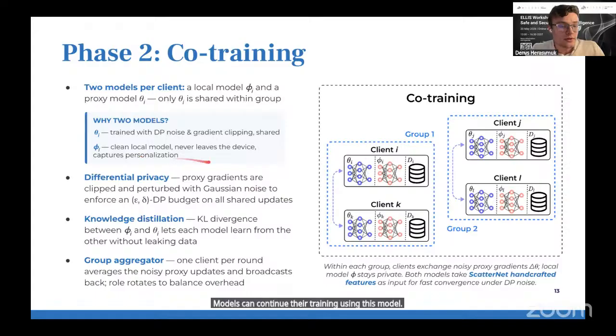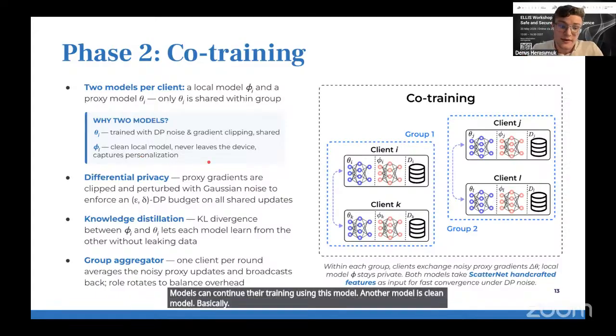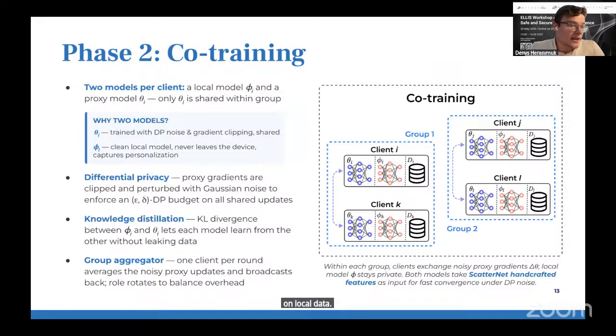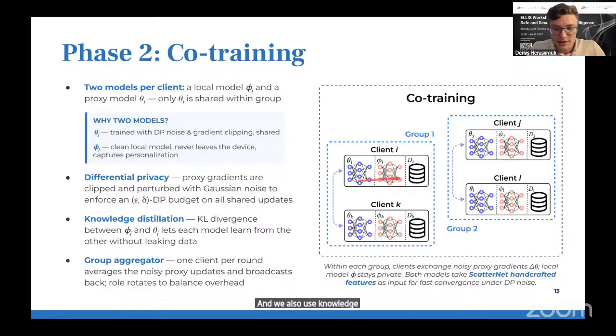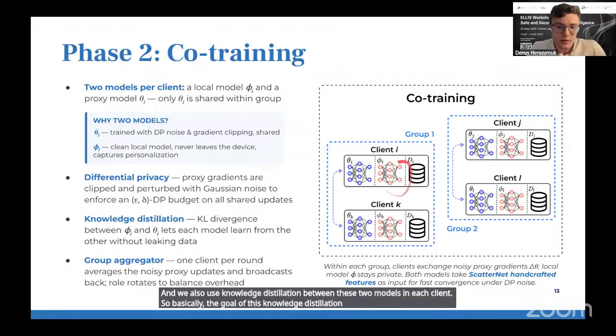The other model is the clean model. Basically, it never leaves the device, and the main goal of this model is to capture personalization. So we don't add any differential privacy noise. It just trains on local data. And once again, since we use differential privacy, such training and model weight sharing satisfies the privacy constraint. We also use knowledge distillation between these two models in each client. The goal of this knowledge distillation is that the local model can also get some extra knowledge from other clients.